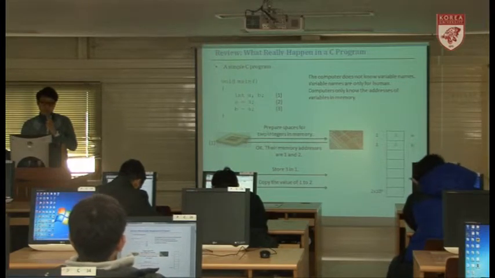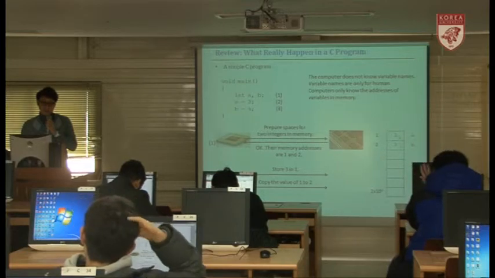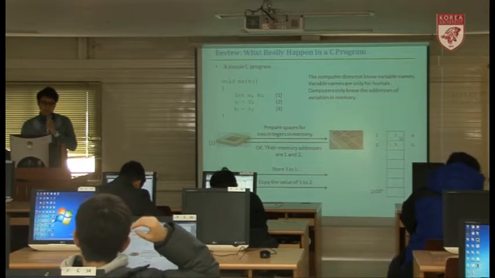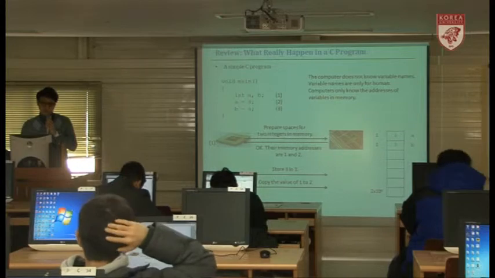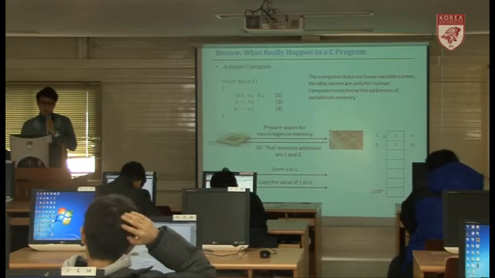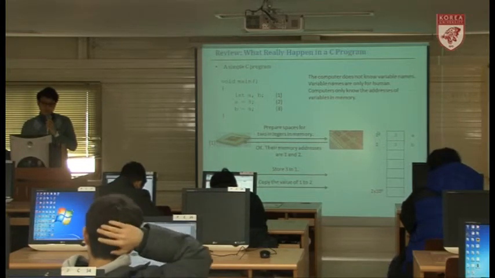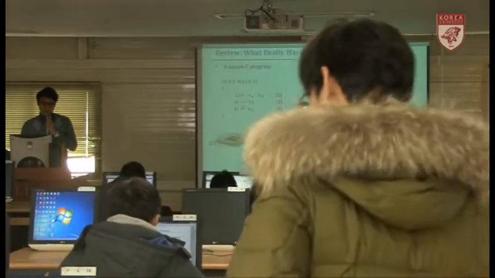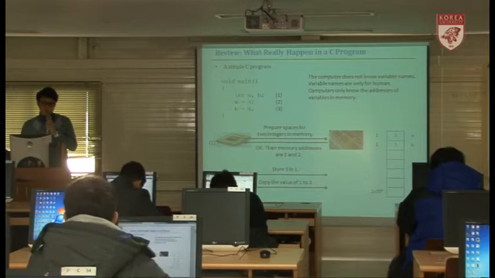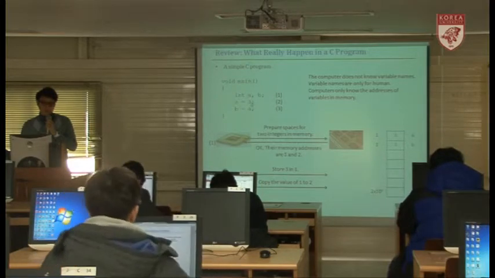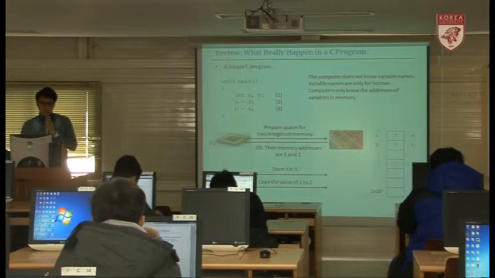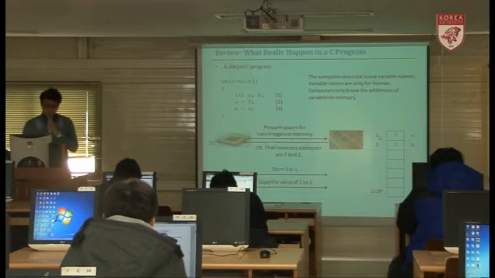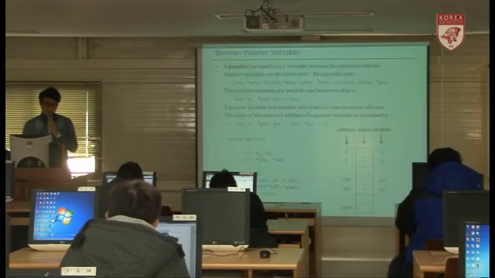And each memory space has its own memory address. That is 1 and 2. So the computer only knows memory addresses instead of the variables themselves. So when you say A equals 3, the computer actually understands: please put the value 3 at the address 1. That is what the computer thinks.